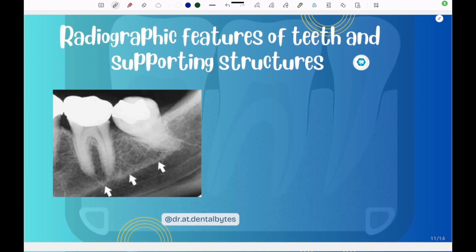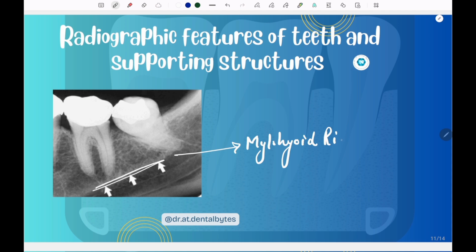This is the mandibular molar IOPA. This radiopaque structure is the mylohyoid ridge, running at the level of the molar apices above the inferior alveolar canal.